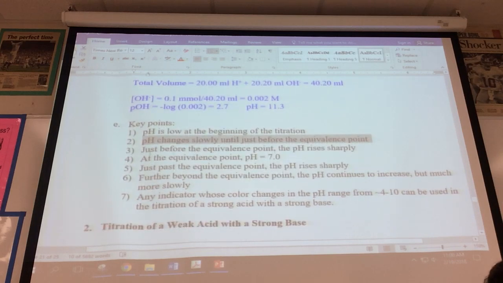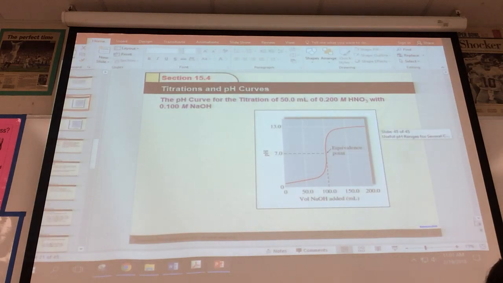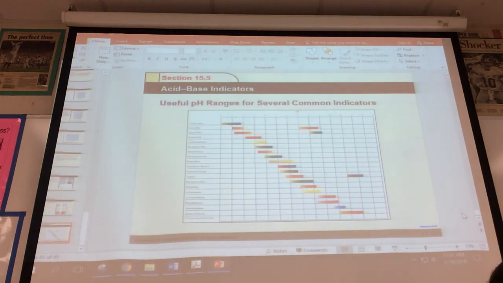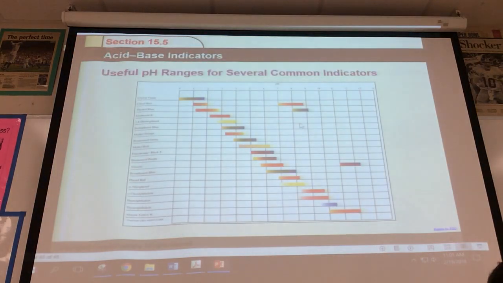And that's what is indicated here. An indicator whose color changes in the pH range from 4 to 10 can be used. But if the pH at the equivalence point is 7, what might you select here? Probably that one, bromothymol blue.